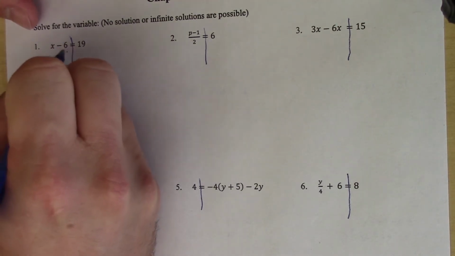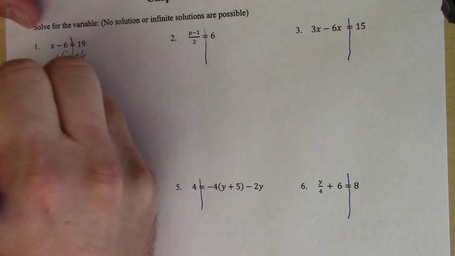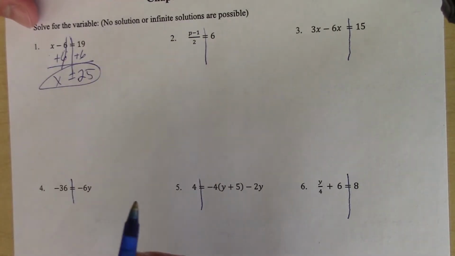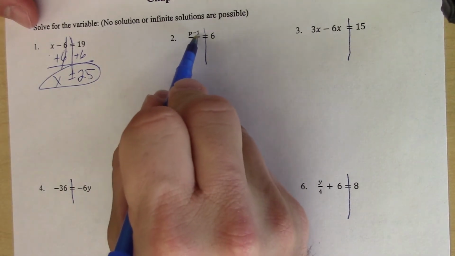So I look for the x. I see a -6. I'm going to add 6 to both sides. Those cancel. X is 25. Use your calculators, right? Look for the letter, do the opposite of what's attached to it.